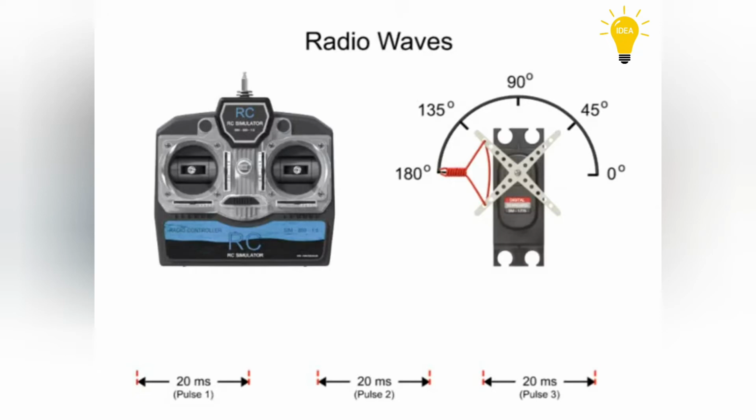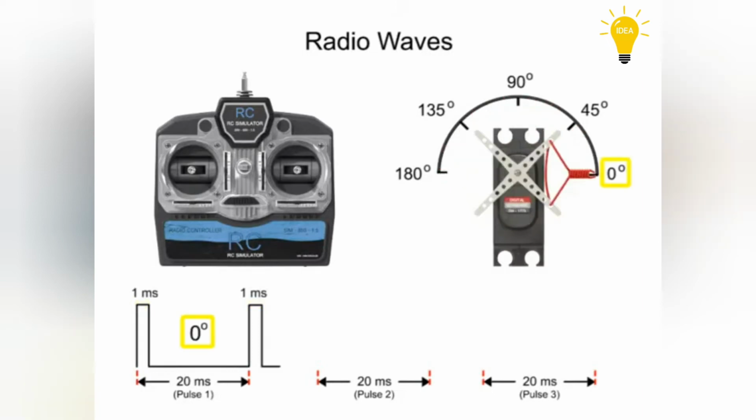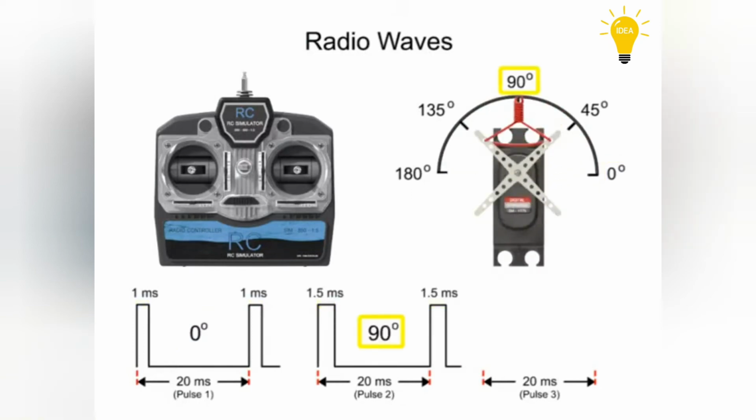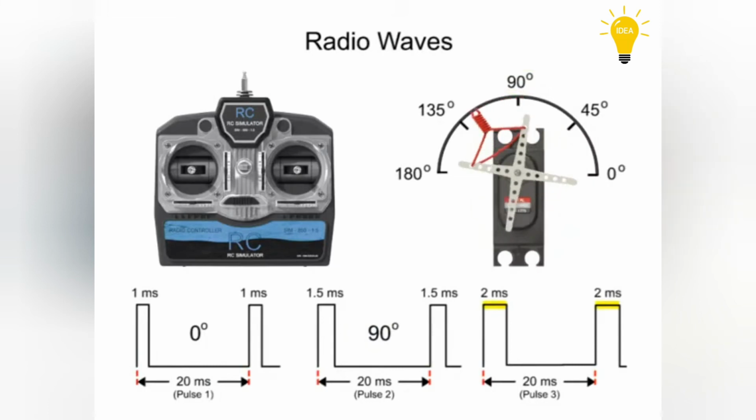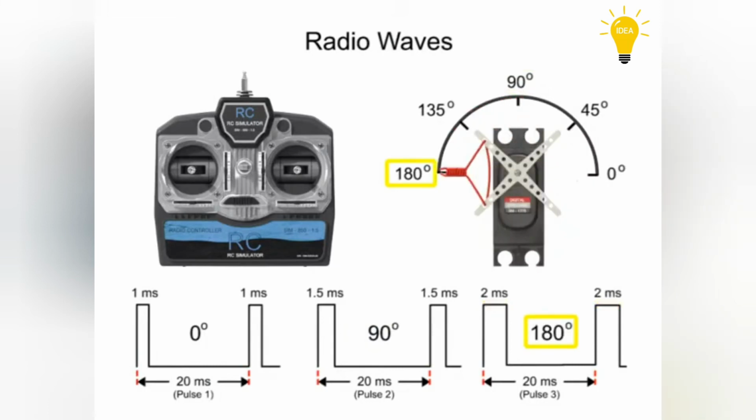It is the pulse duration repeating at regular intervals that tells the servo where to turn. For example, if the pulse is high for 1 millisecond, then the servo horn position can be programmed to be at 0 degrees. If it is 1.5 milliseconds, it is set to the center or 90-degree position. If the pulse signal is 2 milliseconds, then it can be instructed to go to the 180-degree position.